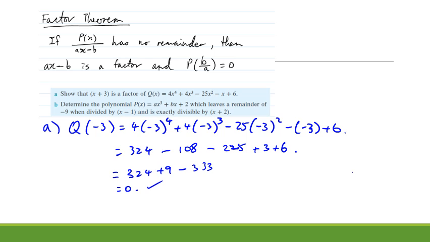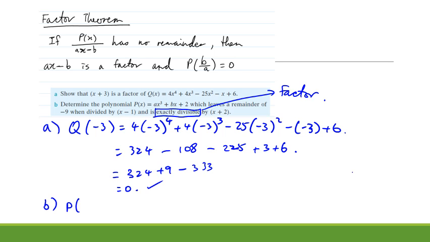Alright, part B. Determine the polynomial ax cubed plus bx plus 2, which leaves a remainder of negative 9 when divided by x minus 1, and is exactly divisible by x plus 2. If it says exactly divisible, that means it's a factor. So, what you need to do is plug this information into the factor or remainder theorem, or both really.